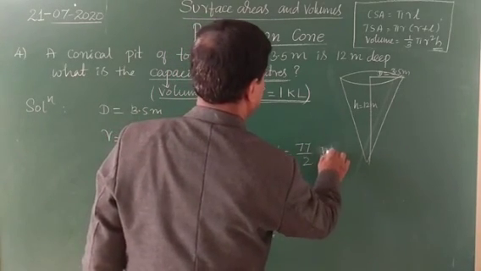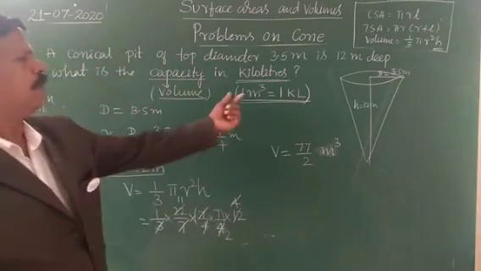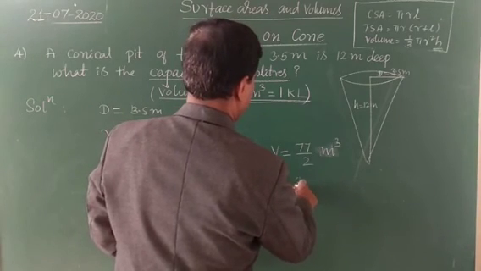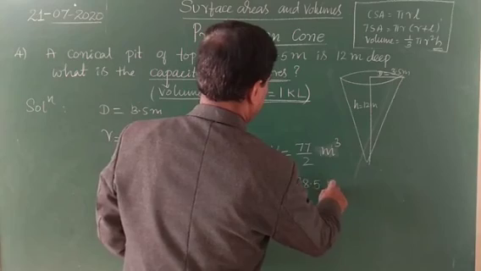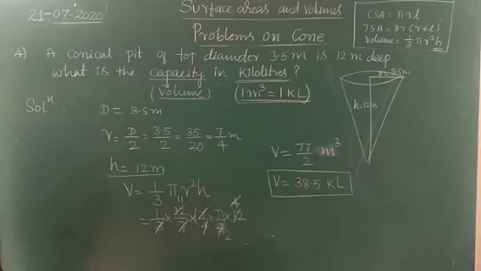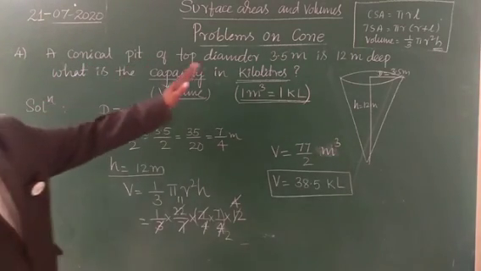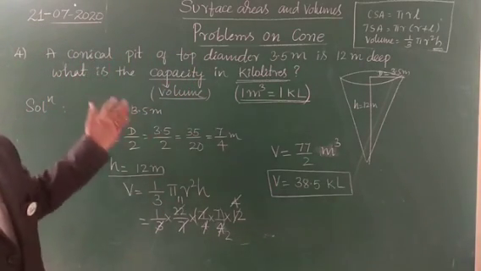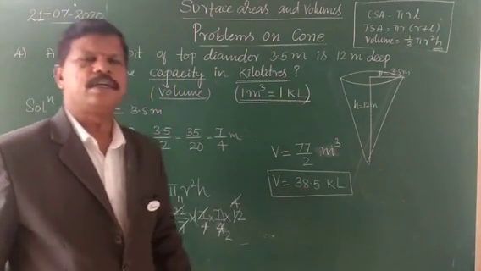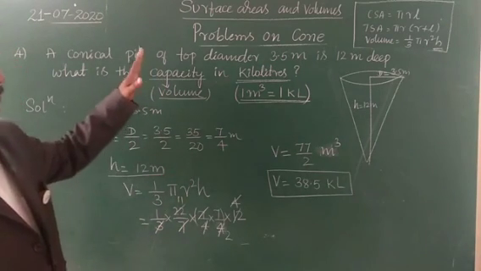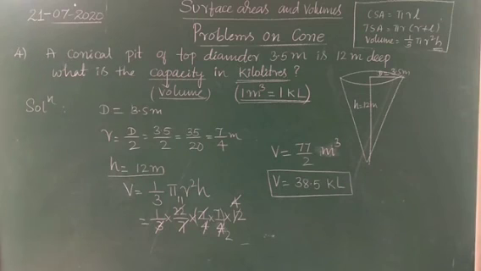Kiloliter, or you can write it as cubic meter. So you know that 1 cubic meter is 1 kiloliter. Therefore, this V is equal to, dividing this, 38.5 kiloliter. So what is the capacity of the conical pit, whose diameter is 3.5 meter and it's 12 meter deep? So it holds 38.5 kiloliters of liquid in it. Clear? So this is regarding the volume of a cone. Problems based on volumes.